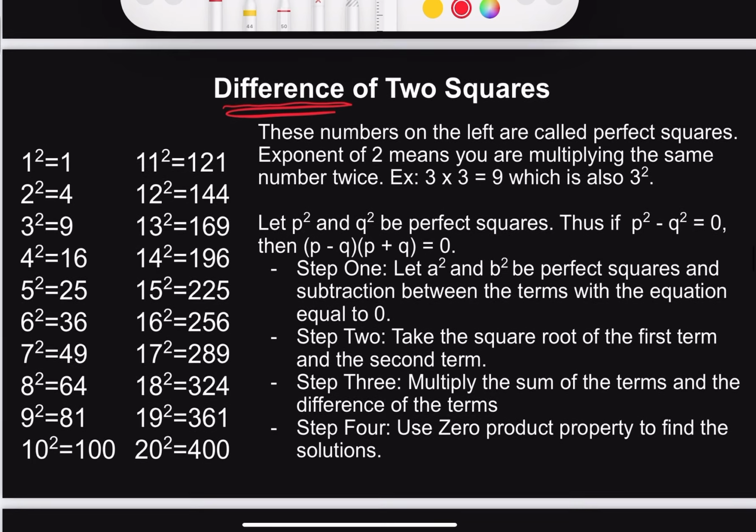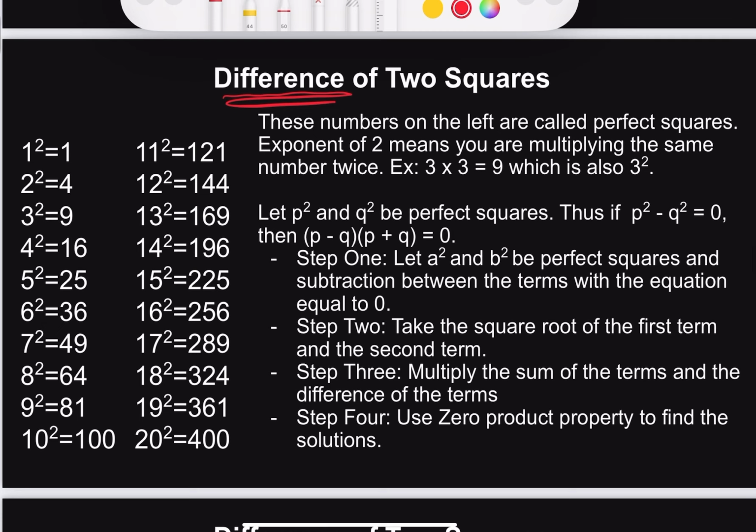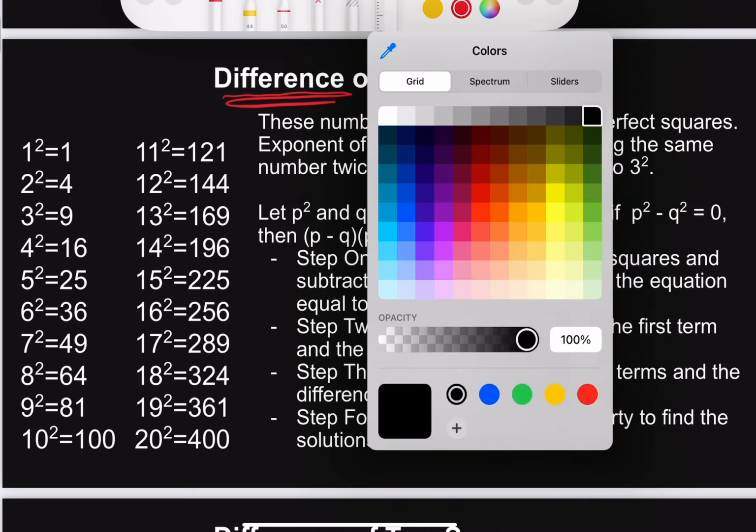Now here's a definition when you're factoring using the difference of two squares. Let p squared and q squared be perfect squares. Thus, if p squared minus q squared is equal to 0, then p minus q times the quantity of p plus q is equal to 0. I don't have a and b here. That should be p and q. Probably a mistake thinking about the alphabet. Let's change it to p and q.